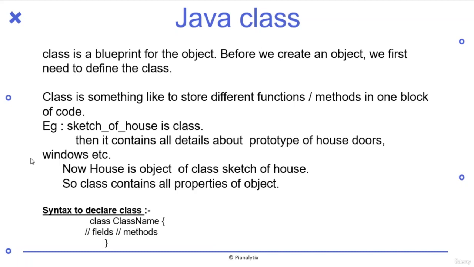Consider as an example, a sketch of a house is a class. It contains all details about the prototype of the house: doors, windows, etc. The house is an object of that class, the sketch of the house. Basically, I created this sketch of the house. Now the house is an object. So class contains all properties related to that object.